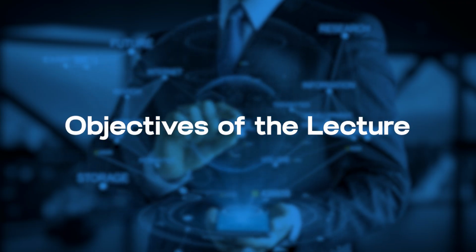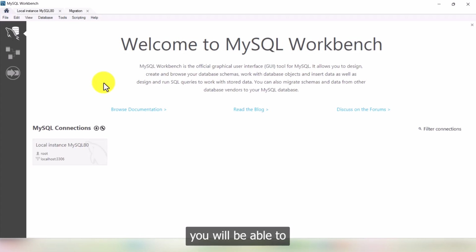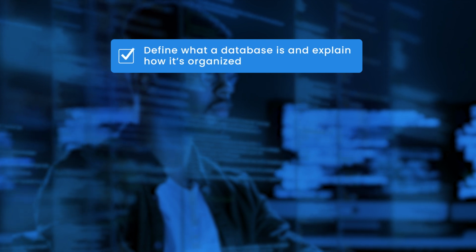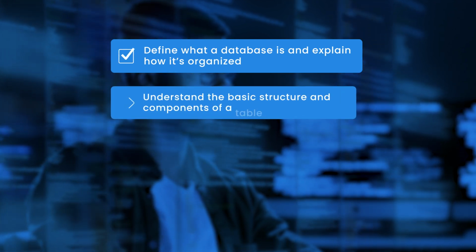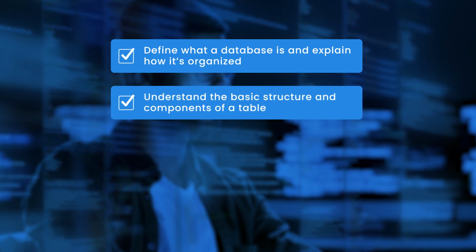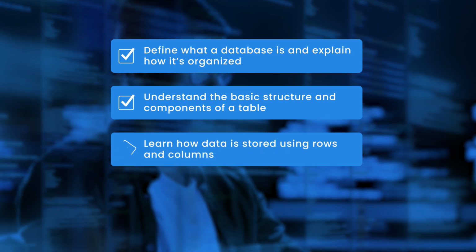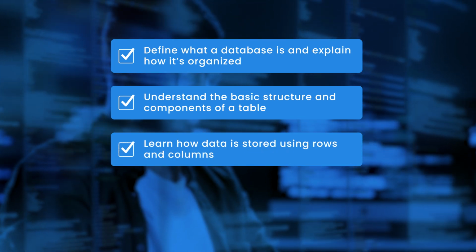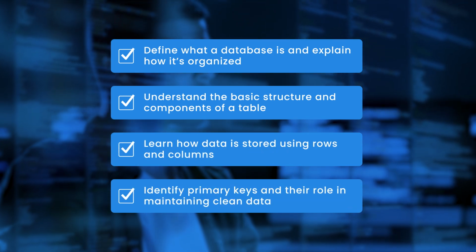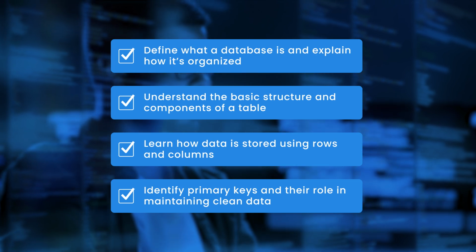Objectives of the lecture. By the end of this lecture, you will be able to define what a database is and explain how it's organized. Understand the basic structure and components of a table. Learn how data is stored using rows and columns. Identify primary keys and their role in maintaining clean data.